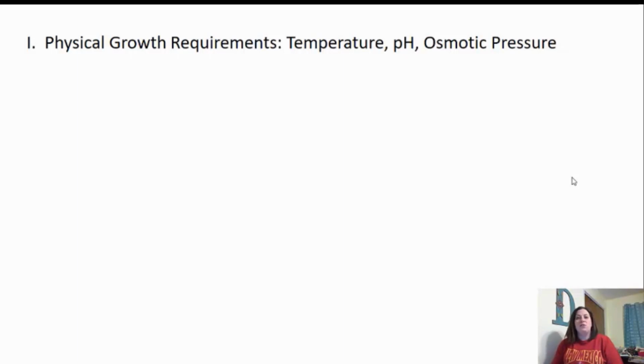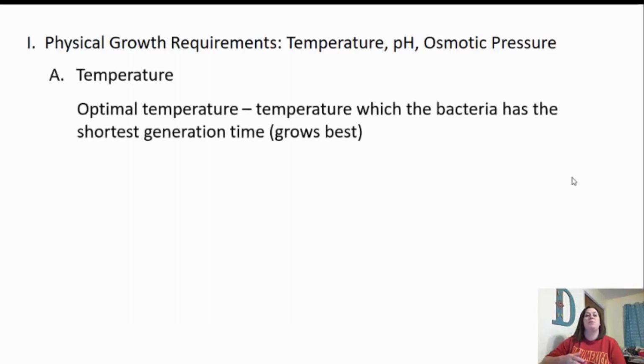Now, there's a number of things to look at that can affect the growth. Temperature is one, pH, and also osmotic pressure. So we're going to start with the temperature first. With temperature, all bacteria have an optimal temperature. They have a temperature that they grow best at. This is a temperature at which the bacteria has the shortest generation time, so where it can reproduce very, very quickly. So in other words, it's when it grows best.